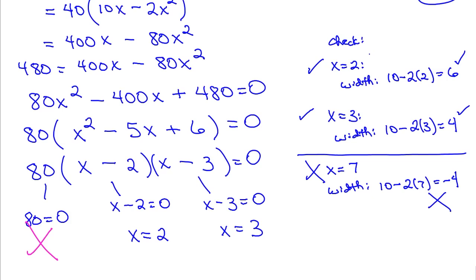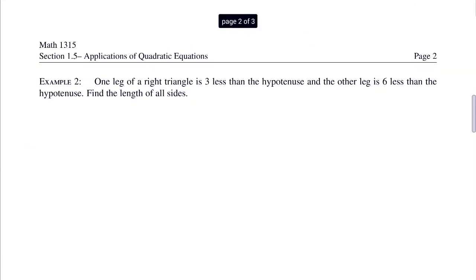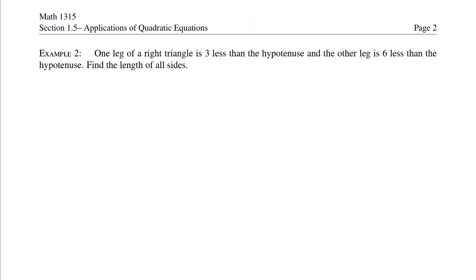On page 2, let's look at example 2. One leg of a right triangle is 3 less than the hypotenuse, and the other leg is 6 less than the hypotenuse. Find the length of all sides. We'll go back to a couple of lessons where we gave you the list of things to do when dealing with problems. One of those was to draw the picture and declare the variables. We'll go ahead and do that here as well. The picture is a right triangle. I don't know exactly what it looks like, so I'm just going to draw a prototypical right triangle.